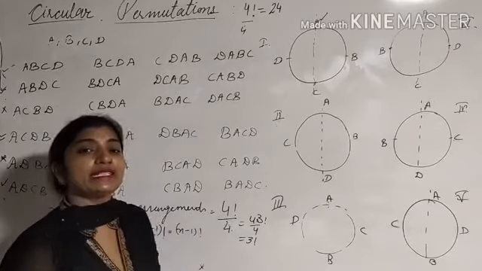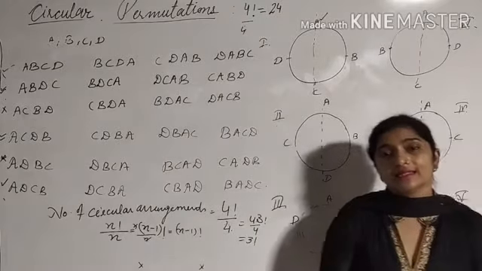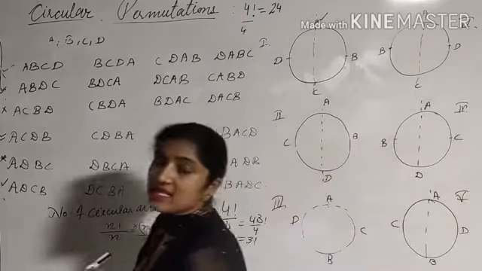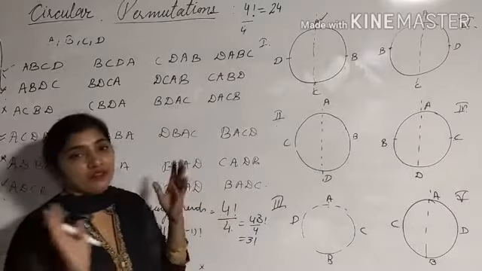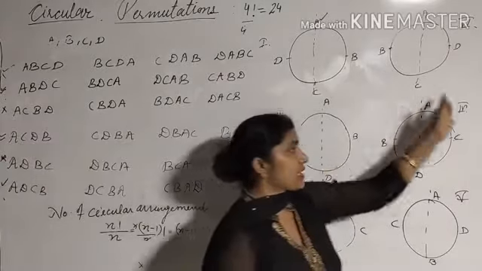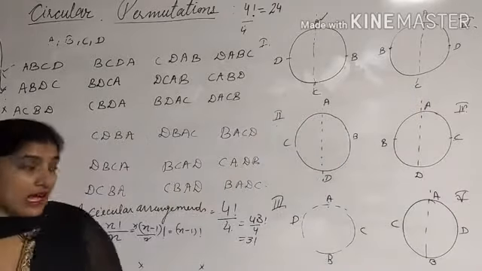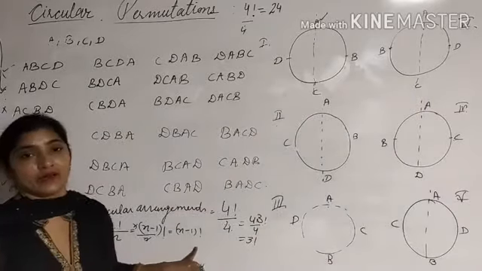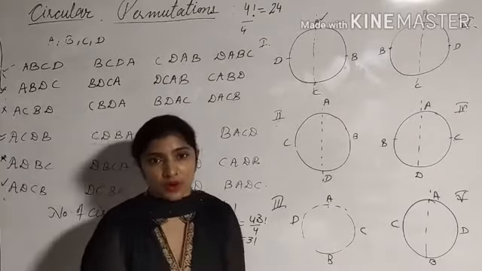Okay, if you want to arrange 6 persons around a table, then the number of possible arrangements is 6 minus 1, that is 5 factorial. And in general, if we want to arrange n objects around a circle, then the number of possible arrangements is n minus 1 factorial. This formula you have to remember for the numerical problems.